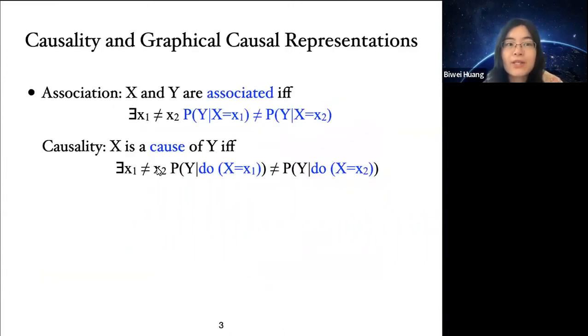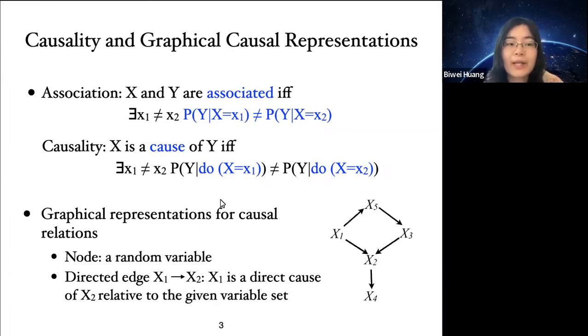Before answering the question of how to find causality, first of all, I'd like to point out the difference between causality and association. We say two variables X and Y are associated if and only if they are dependent. And causality is often defined in terms of intervention, denoted by the do operator. We say X is a cause of Y if and only if setting X to different values will change the probability of Y. And we usually use graphical representations for causal relations, where the nodes represent random variables, and the directed edge from X1 to X2 means that X1 is the direct cause of X2 relative to the given variable set.